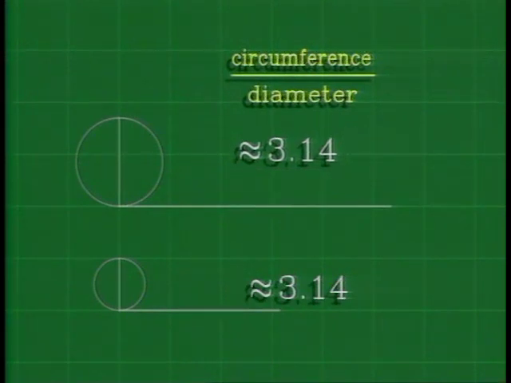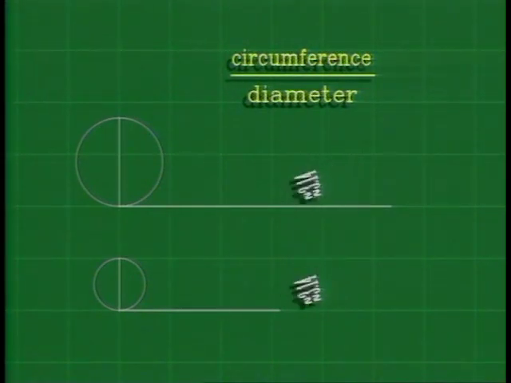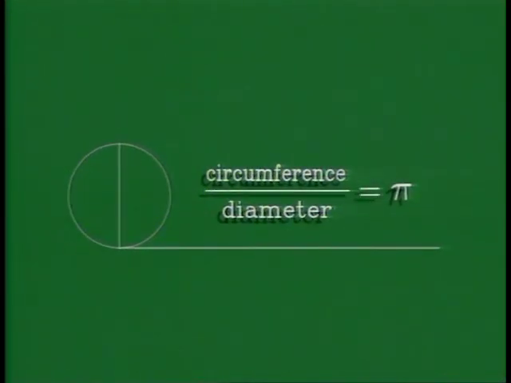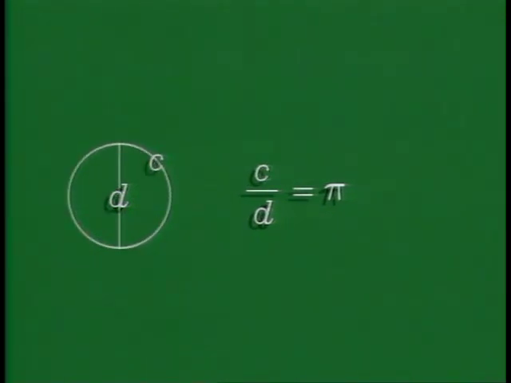This constant ratio, which we'll see in another program, is denoted by the Greek letter pi. The circumference of a circle of diameter d is equal to pi times d. In terms of the radius, the circumference is 2 pi r.